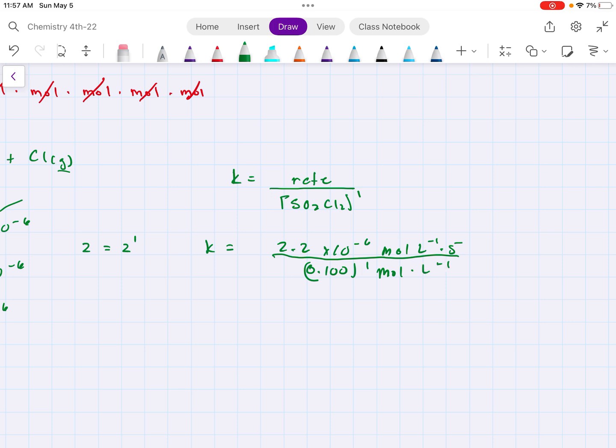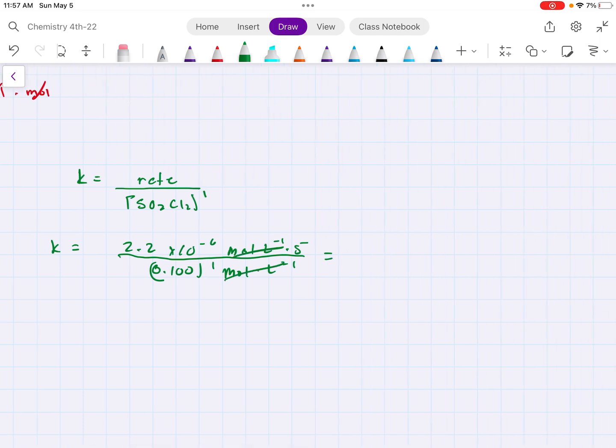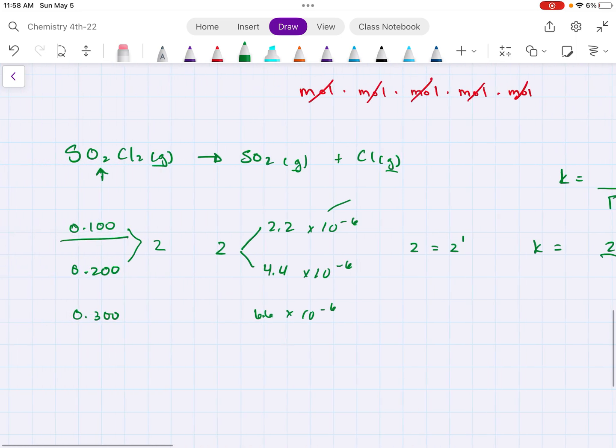Okay, so let's figure out what cancels. That's going to cancel here, here, and I'm going to be left with 2.2 times 10 to the negative 5 seconds minus 1. And this is going to be equal to K, right? So using the data, we're able to determine what exponents we're going to use in our rate law, okay?